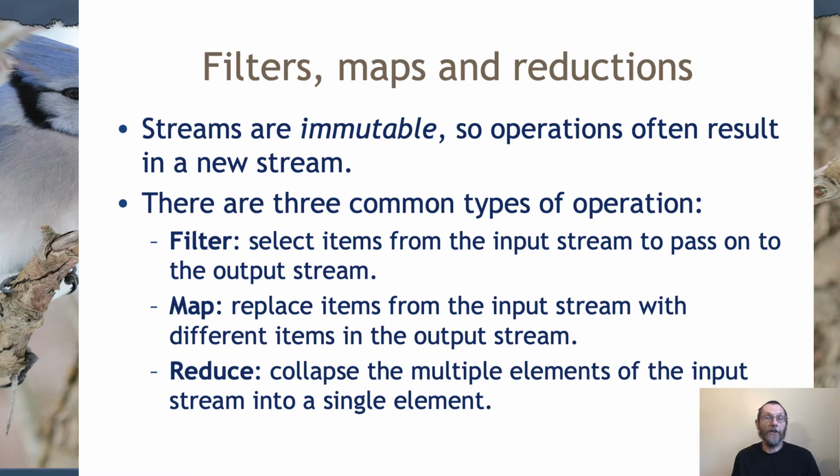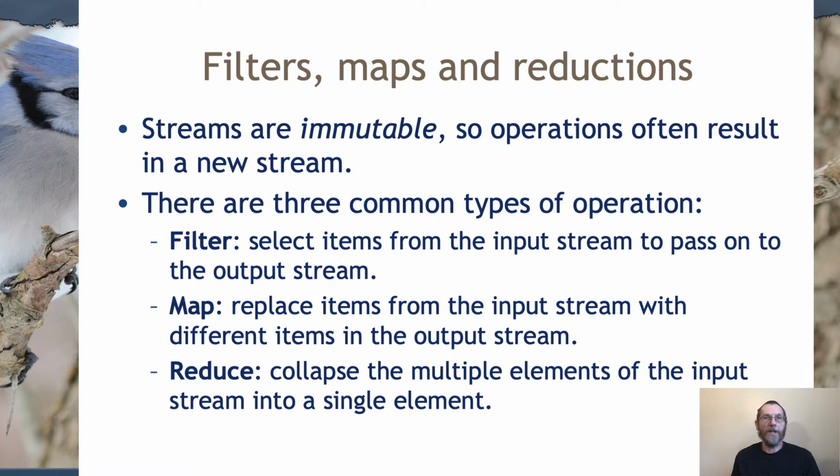And then finally, the third sort of operation that we're going to look at is what's called reduce. In this case, we want in effect to collapse the items coming in on the input stream down to a single element. For instance, a typical example might be we have a stream of numbers and we want to sum those numbers. In effect, we would be performing a reduction from a sequence of numbers down to a single number in the output.